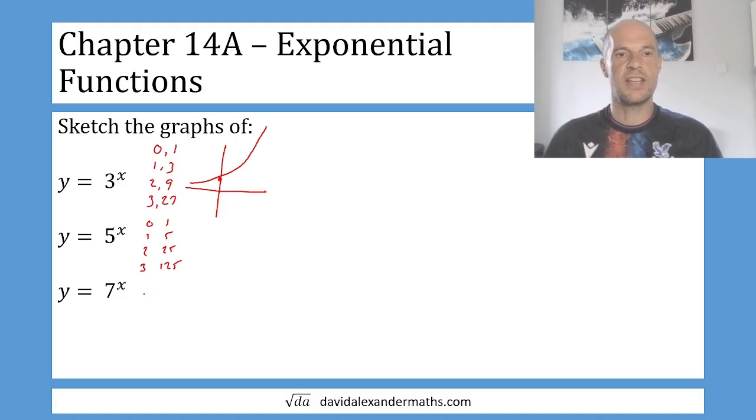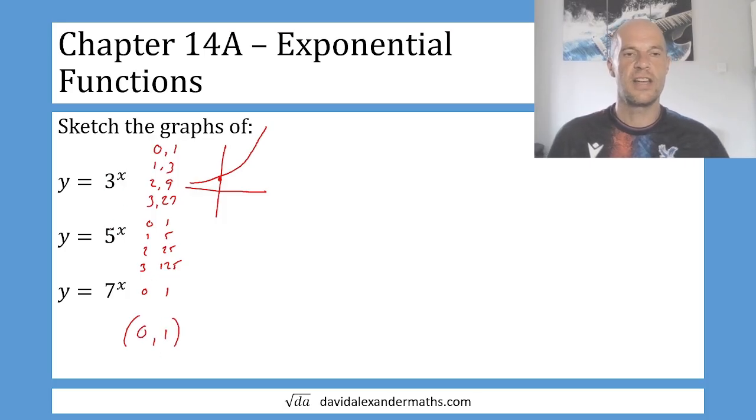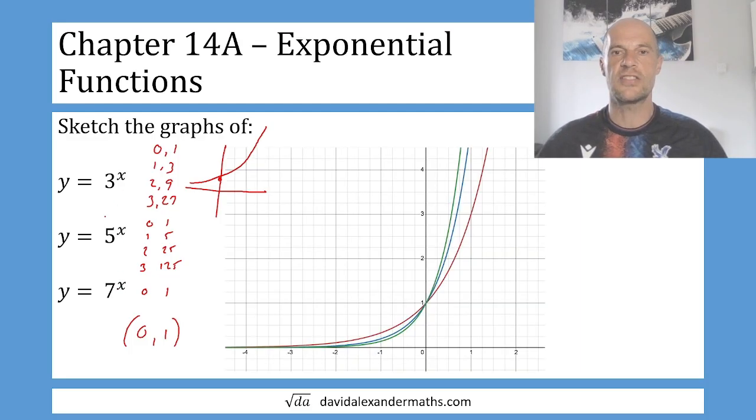So 7 to the x, again, it would go through the point 0, 1. So the key thing we need to remember is anything to the power of x always goes through the coordinates 0, 1. And if we're comparing 3 to the x to 5 to the x and 7 to the x, then 7 to the x will be the most steep, 5 to the x will be the next steep, and 3 to the x, as I said, will be the least steep.